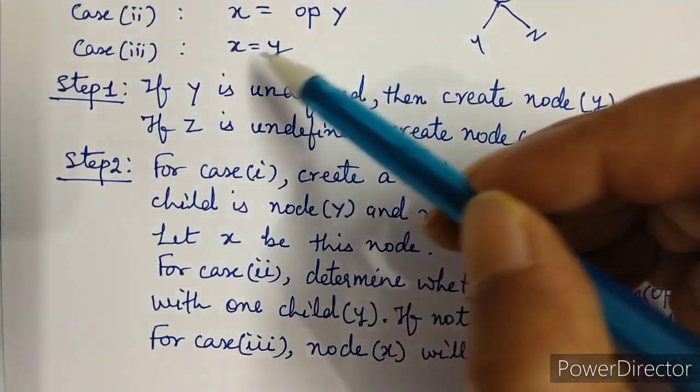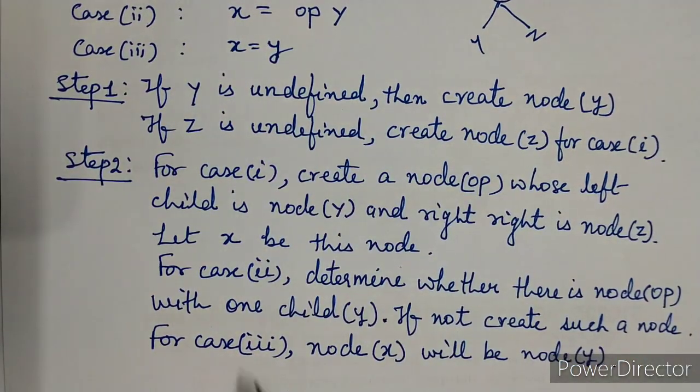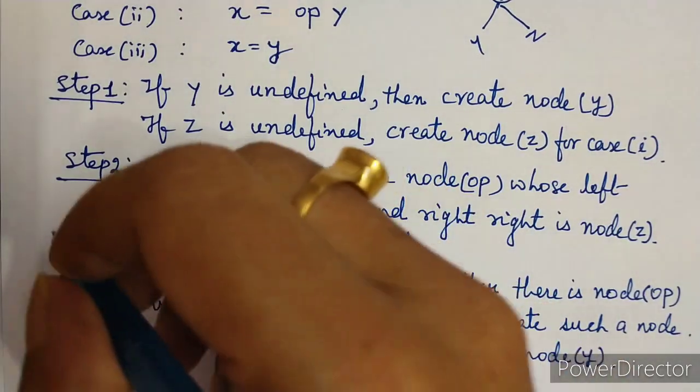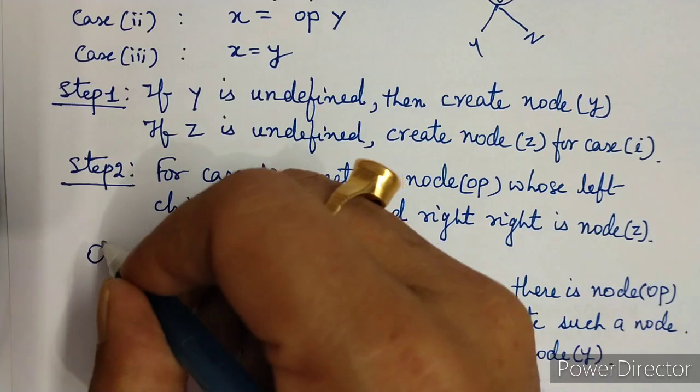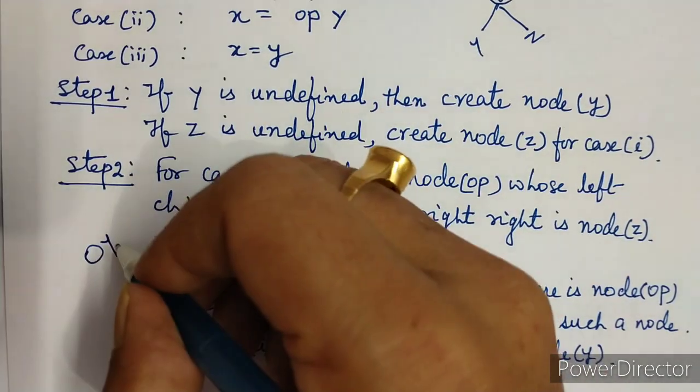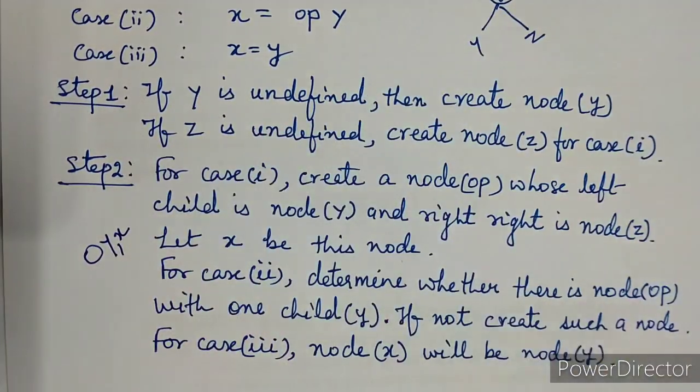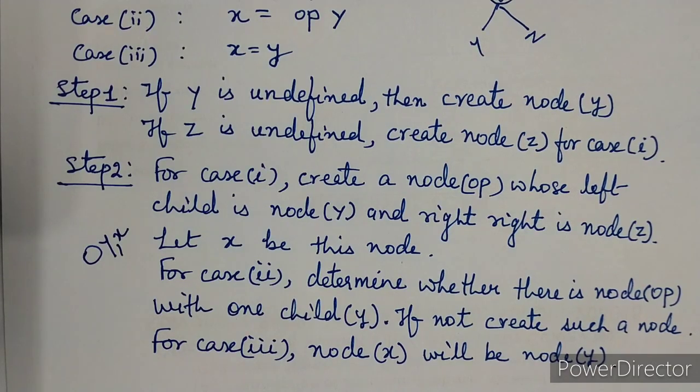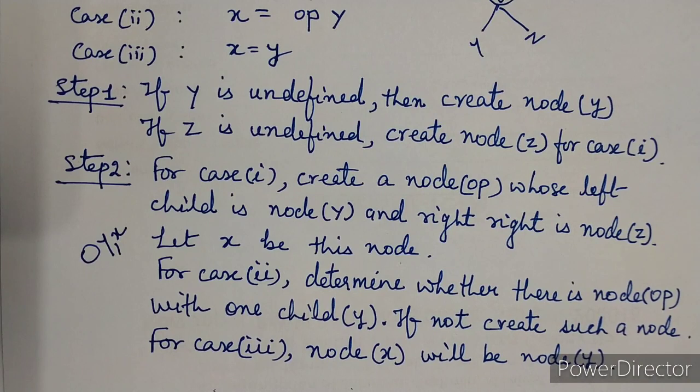Now for the third case, x is equal to y. तो for case 3 node x will be node y. ओके, तो जो नोड y है वही नोड x हो जाएगा. तो वी डू नॉट नीड टू क्रिएट ए न्यू नोड. तो node y and node x represent the same node, like this way. If this is node y, the same node now becomes x. So there is no need to create a new node. So for case 3, node x will be the node y.